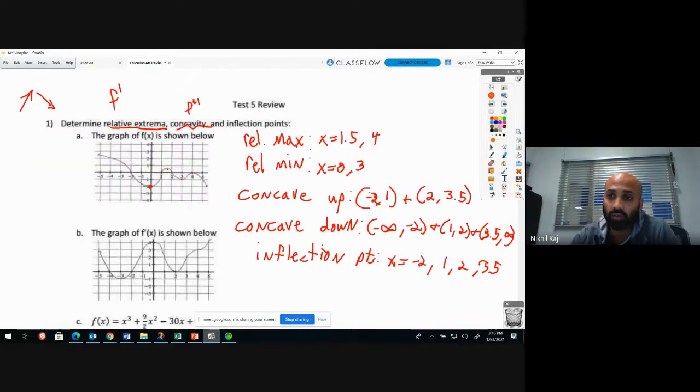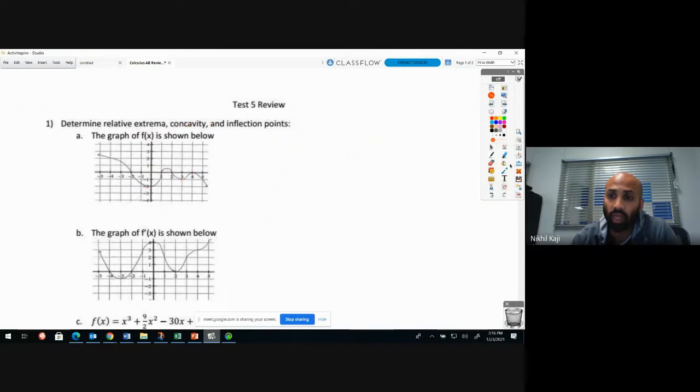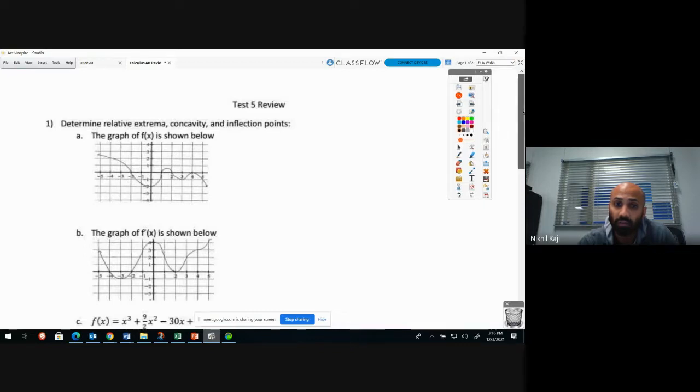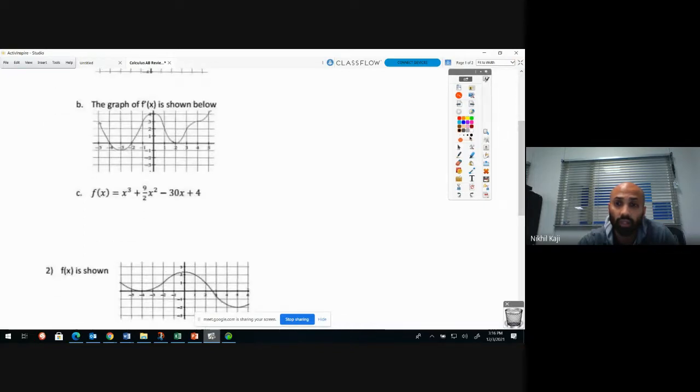Sorry. Now from the second graph, part B, they don't give us the original. So be careful here. They give us the derivative graph. For our relative max, that's when our derivative, our slope, changes from being positive to negative. And then it's the relative max.